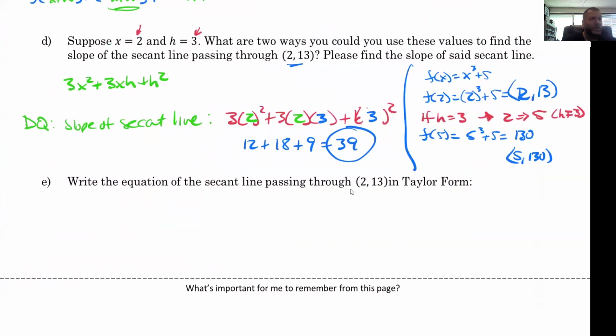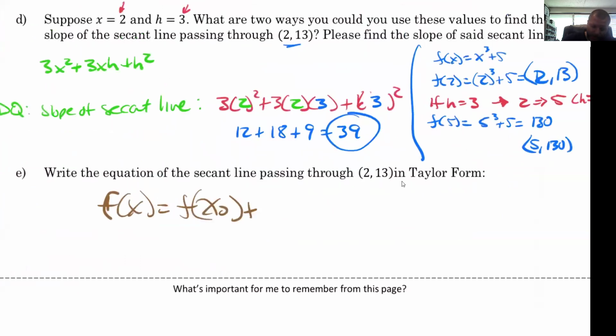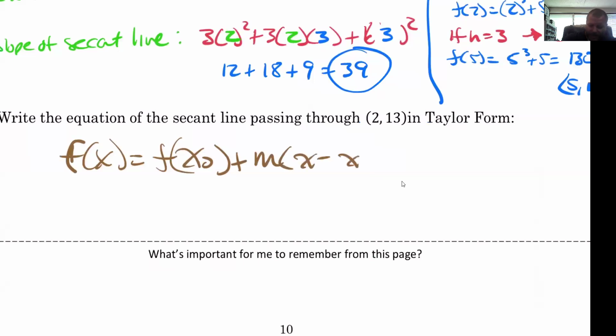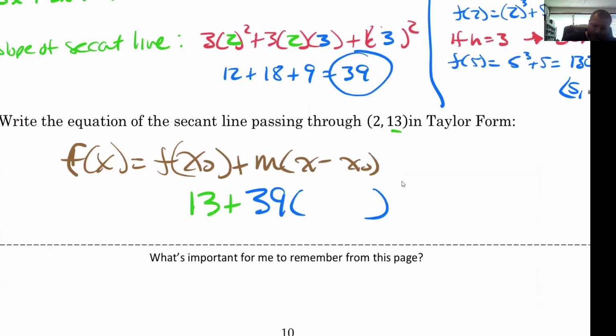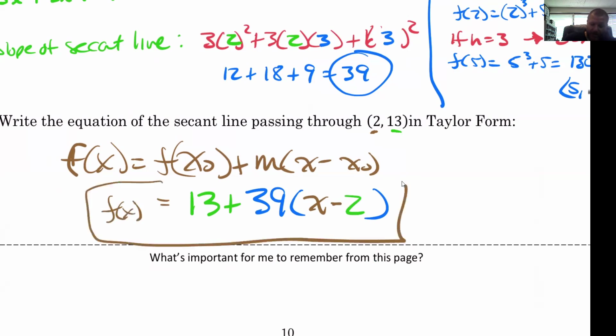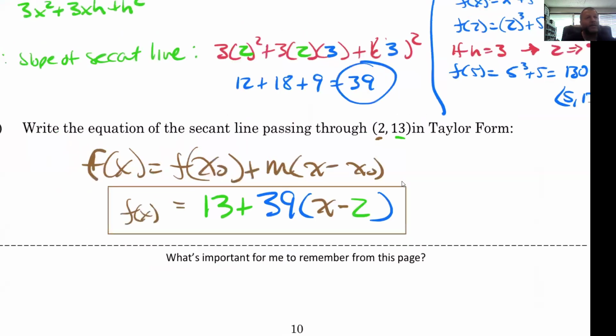So if I want to find the equation of the line in Taylor form, well, if Taylor form is new, just write it out. f of x equals our y coordinate plus our slope times x minus x sub 0. Our y coordinate is 13. We found our slope to be 39. And so we have our variable x. What are we taking away? What's our x coordinate? 2. And so this would be our equation of the line in Taylor form: 13 plus 39 times the quantity x minus 2.